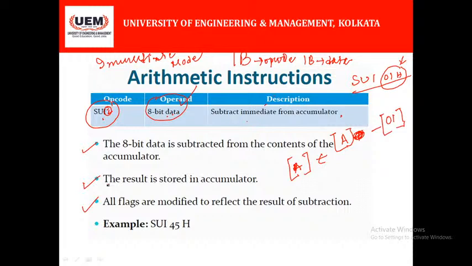The difference is going to be stored in the accumulator register, as all the bits of the accumulator may be reflected or modified. Hence, as the accumulator has a direct effect on the flag register, all the flags can be modified or reflected by the result of subtraction. I have already explained an example of SUI 01 data.